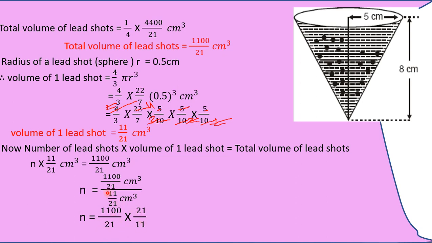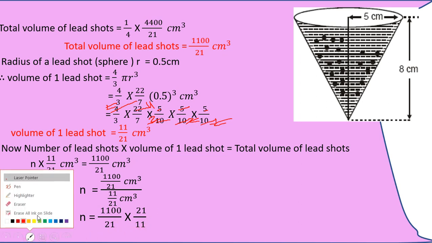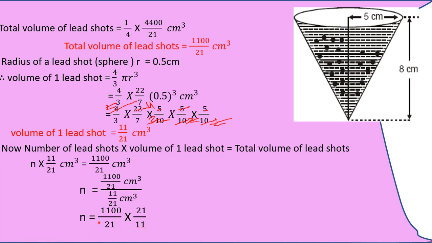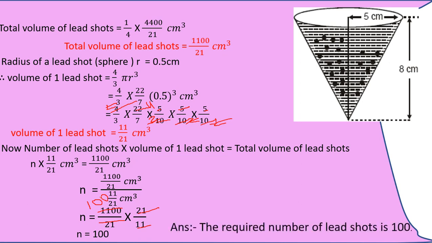Now we can write it as 1100 upon 21 into 21 upon 11. So here again these two values 21 and 21 will cancel out, and 11 divides this, 11 ones are 11, and these two zeros, so we get n is equal to 100. So we can say the required number of lead shots which dropped into the water is 100.